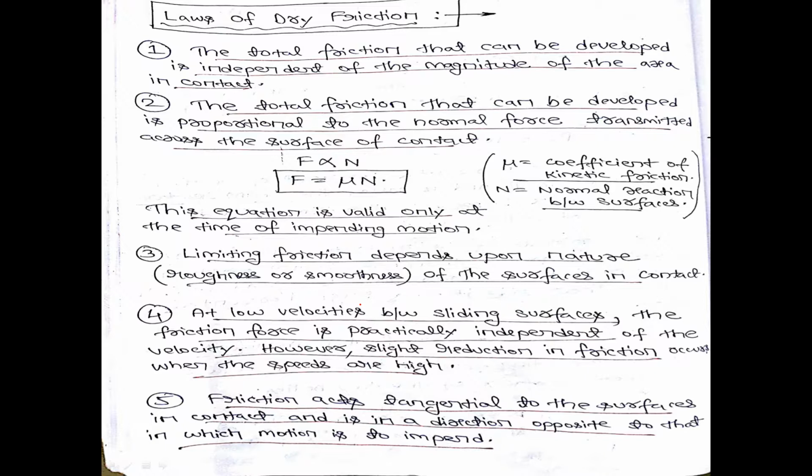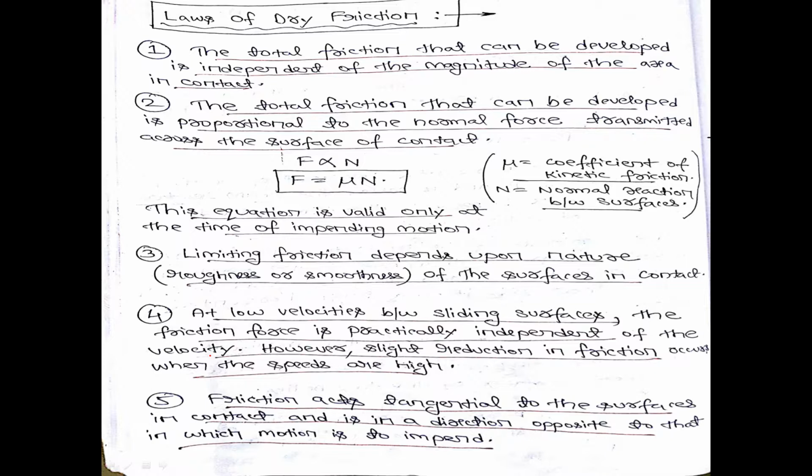So when the velocity is low, then the friction force is independent of the velocity. That means if the body is sliding down the inclined plane very slowly, there will be very little role of friction. However, if the velocity of sliding is very high, then the body will slide down the inclined plane very quickly. At that time, friction will also be very high. This is the fourth law.